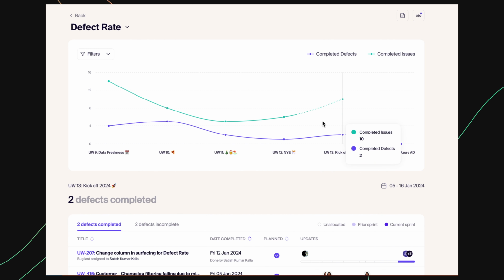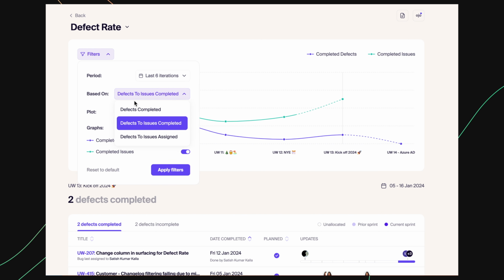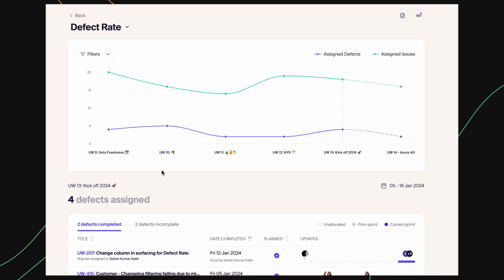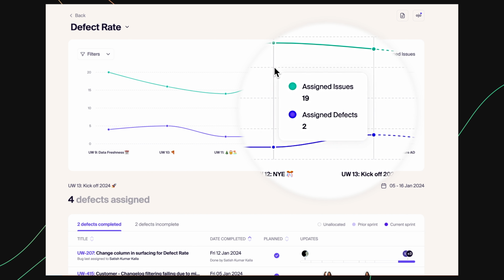The third and final view is to plot defects to issues assigned, again by actual or by rate. And if we take a look here, we can see how many defects have been assigned to that particular interval versus the overall number of issues that have been assigned.